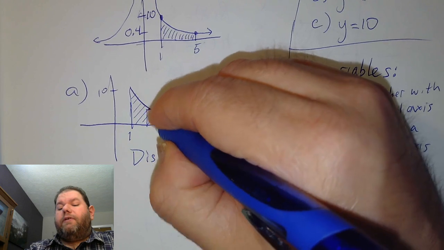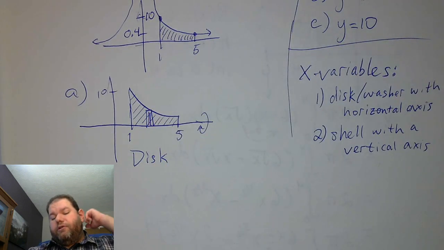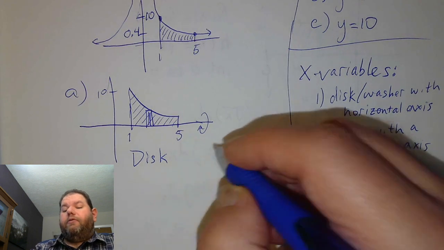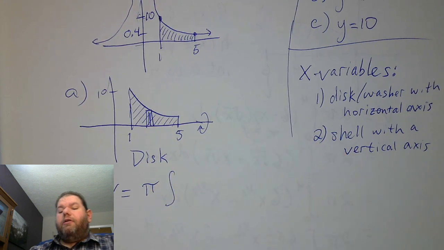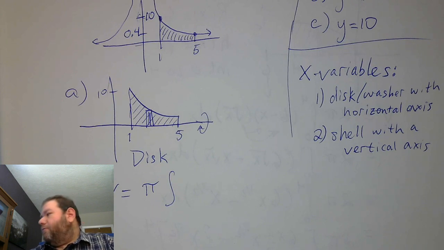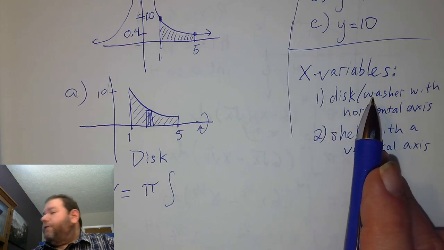Our radius, in this case, is our vertical component, which is just the vertical distance between the function and the axis. So for our volume, we know we have pi. What limits of integration would we use? Again, we're just working with x variables.